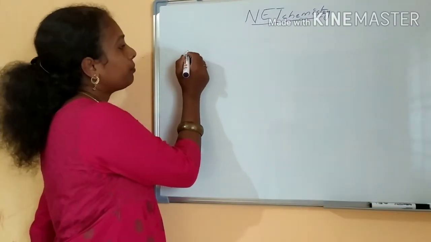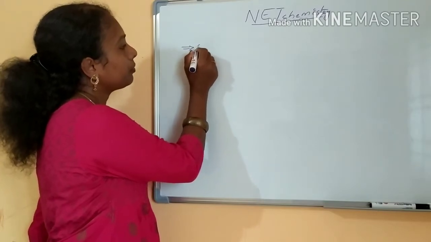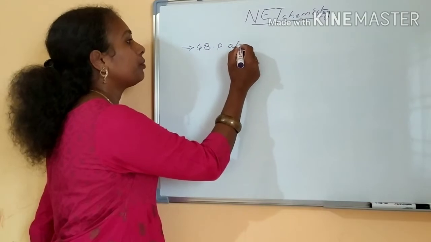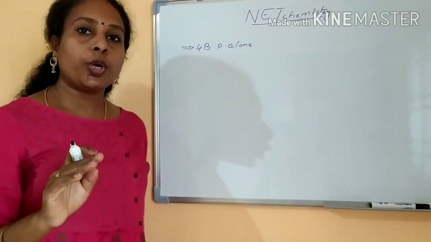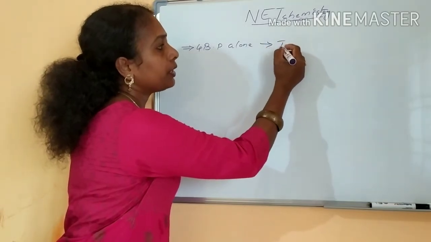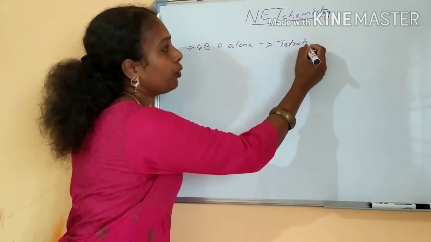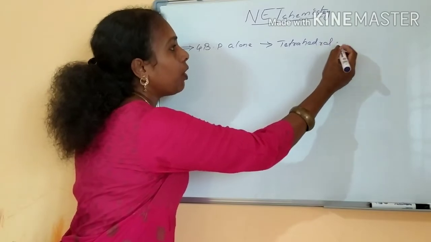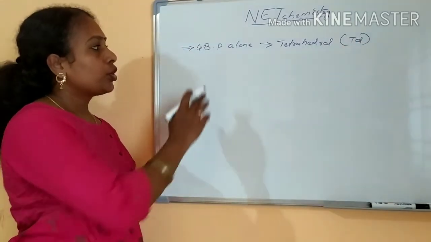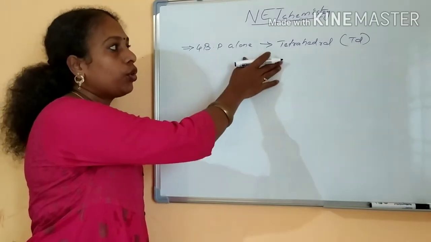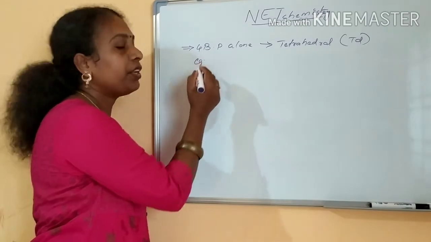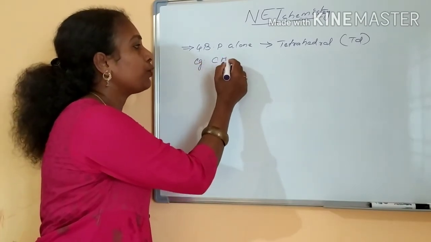The next is, if four bond pairs alone are present, the molecule will be tetrahedral. Okay, tetrahedral molecule. The shape of the molecule will be tetrahedral and belongs to the point group Td. For example, I am writing the very well known example, methane, CH4.